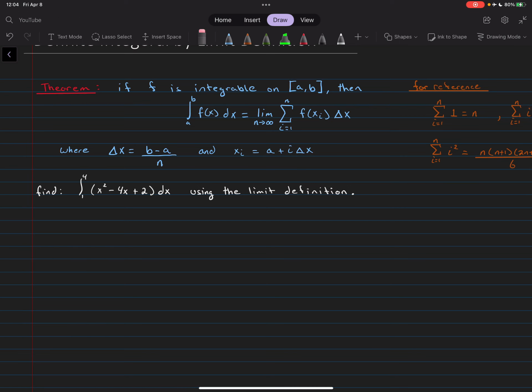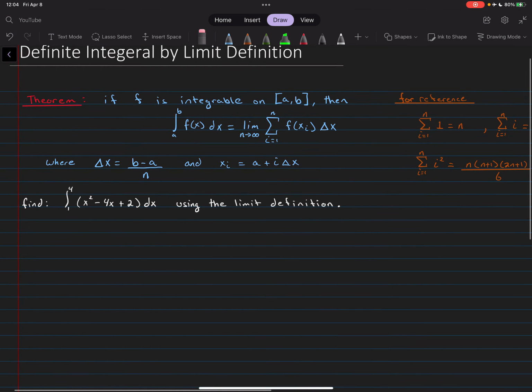If f is integrable on a closed domain a to b, then the integral of f of x from a to b is equal to the limit as n goes to infinity of the summation from i equals 1 to n of f of x sub i times delta x, where delta x is equal to b minus a over n, where b and a are the limits of integration, and x sub i is equal to a plus i delta x.